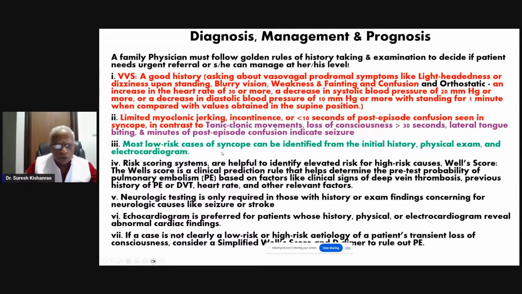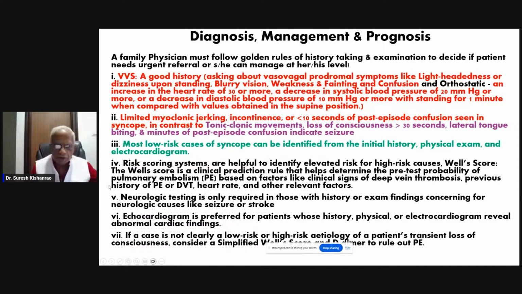Most low-risk syncope can be identified from the initial history, physical examination, and an electrocardiogram. There is also a risk scoring system, called the Wells score, which I'll come to later, which rules out pulmonary embolism and DVT. Neurologic testing is required only if findings are concerning for a neurological cause like seizure or a stroke. Echocardiogram is preferred for inpatients where the ECG does not reveal anything. If the case is not clearly low risk or high risk, that means if you are not able to decide, better use the simplified Wells score and decide whether you need to refer or not.